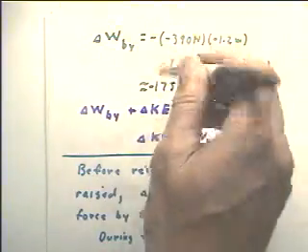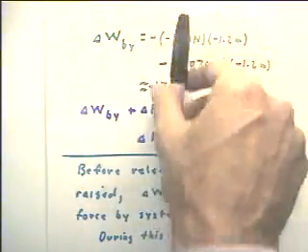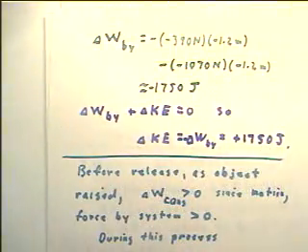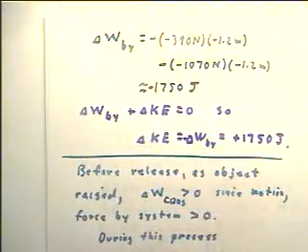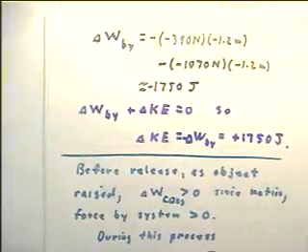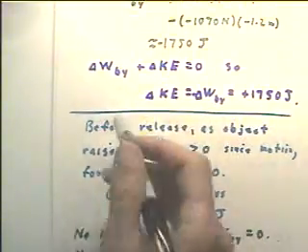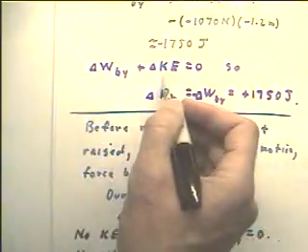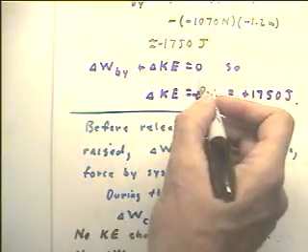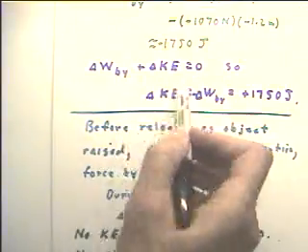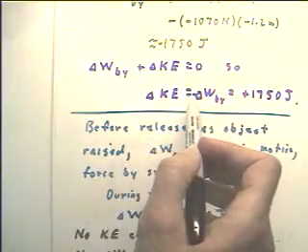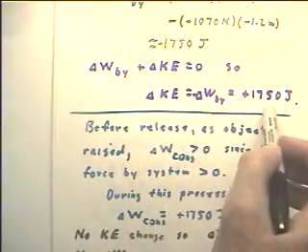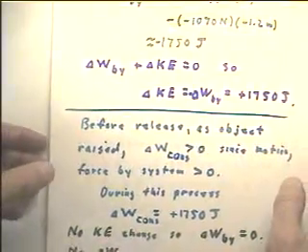The spring and gravity do 1,750 joules of work as the system moves downward. The system does the negative of this. The forces exerted by the system, again, are equal and opposite to the forces exerted on the system. So the work done by the system plus the change in kinetic energy is 0. Since the work done by is negative 1,750 joules, the change in kinetic energy is the negative of the work done by, which is plus 1,750 joules.